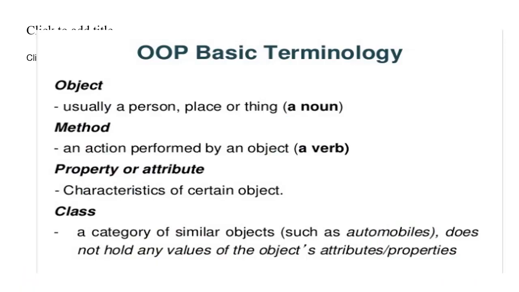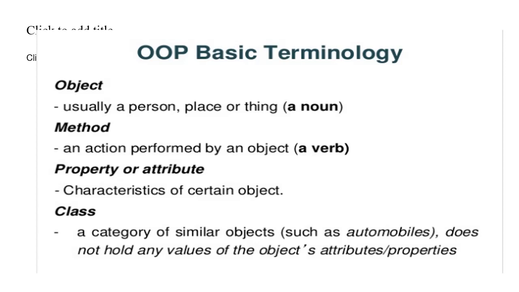Object-oriented programming basic terminology. It consists of object and methods. Methods are the actions performed by an object, which is nothing but a verb. An object is usually a person or thing, which is called a noun in the form of OOP. A property or attribute is nothing but a characteristic of a certain object.